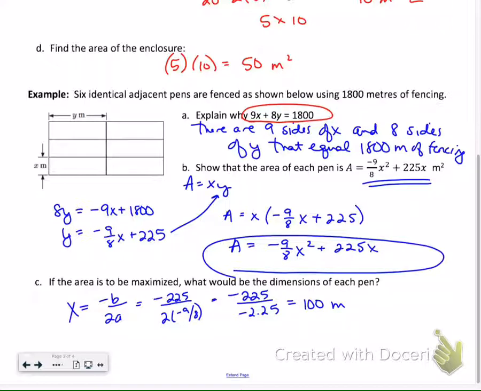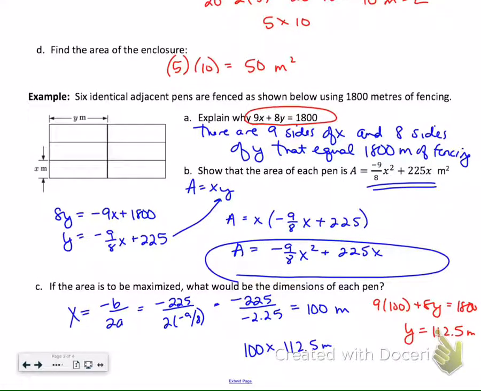Now, plug that back into the red formula up there to come up with what my y is. So 9 times 100 plus 8y is equal to 1800. And I get that y is 112.5 meters. Now, if you're a tester, you might want to make sure that you actually write this out as your dimensions and put your actual units on there as well.